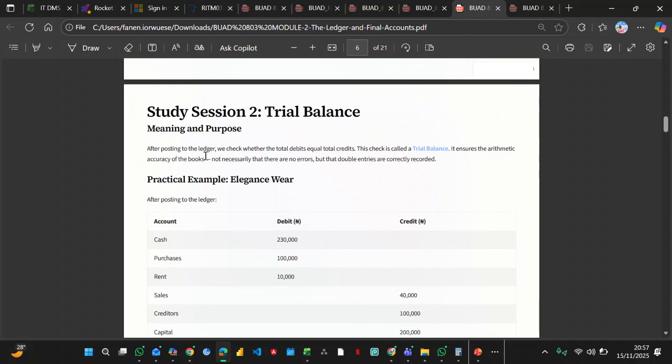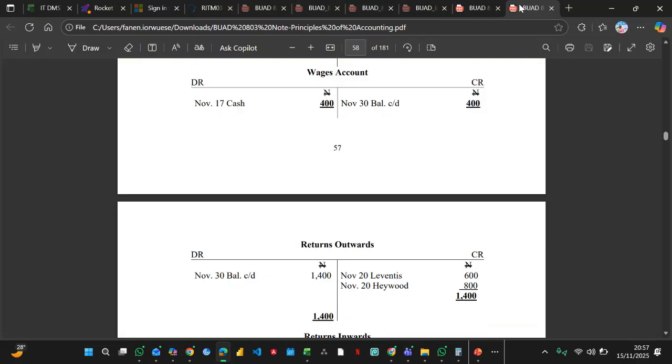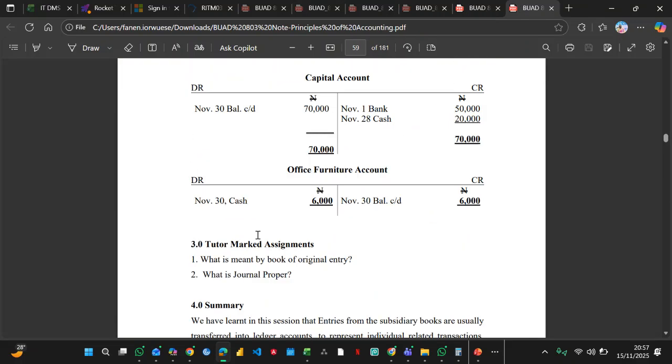So we have study two, the study two of the same module one. So this is the main. So we are looking at the trial balance. Okay. So guys, should we continue, right?